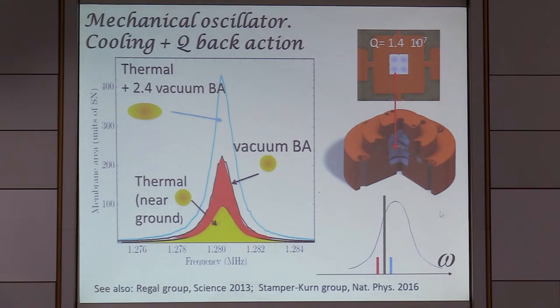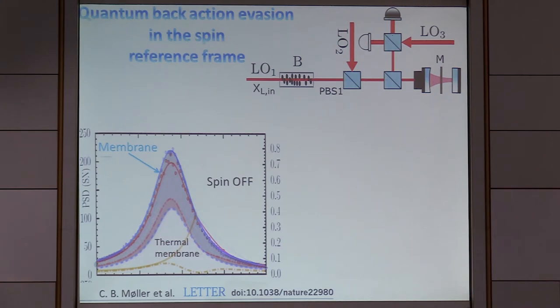Let's now put them together. And when we put them together, we see the following. We send light through the atoms, through the mechanics, and then make a Heterodyne measurement. So this is the spin-off, no atoms. What you see here at the frequency corresponding to the drum motion of the membrane, you see the thermal noise of the membrane, which is this light curve, and the total noise, which is the blue curve, and the gray area is the quantum back action of the measurement.